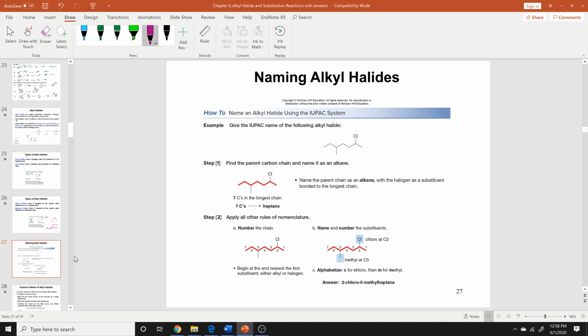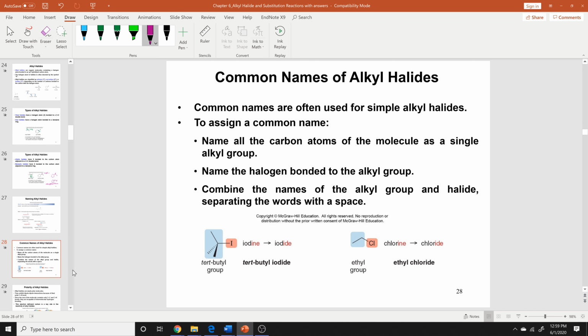Here, my substituent is going to be the halogen, so I'm just going to name it in the halo form: bromo, chloro, bromo, and then I need to arrange them in alphabetical order. There are common names for alkyl halides, such as tertiary-butyl, isobutyl, and isopropyl. These are used for simple alkyl halides. We can assign a common name for those.